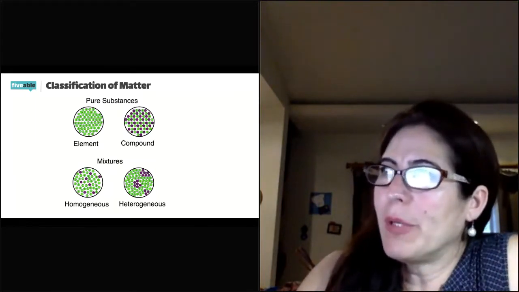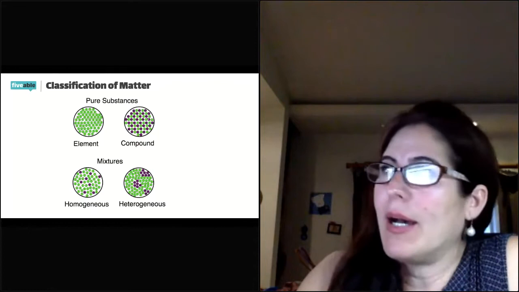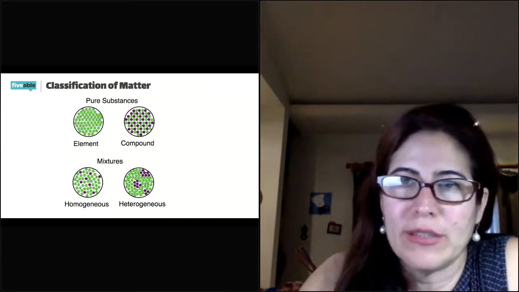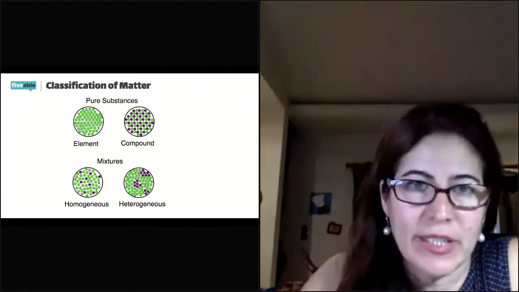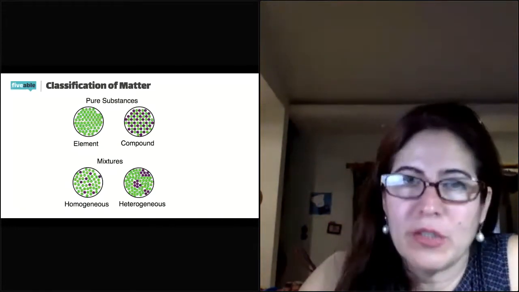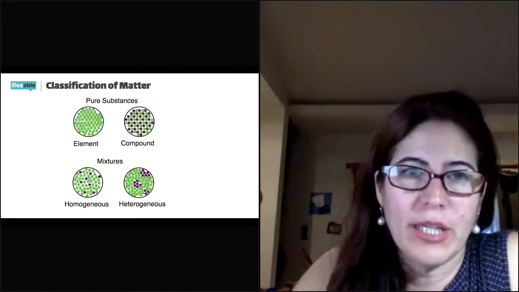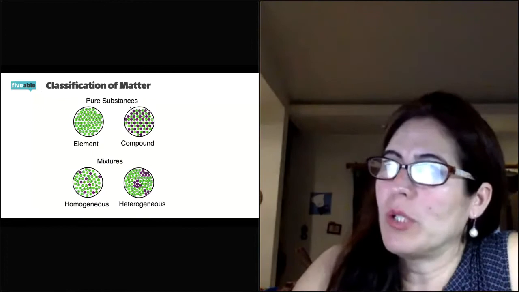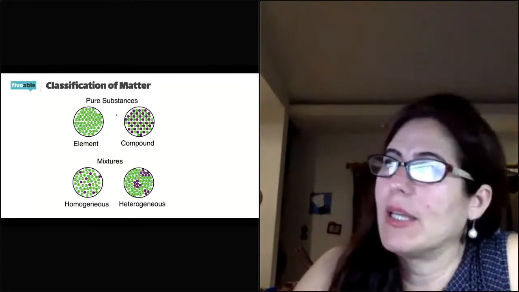Or in a compound, for example, if you have a beaker full of pure water, distilled water, not with anything dissolved in it, it doesn't matter in which part of the beaker you take a drop of water, it will always be H2O. So those are models for pure substances.